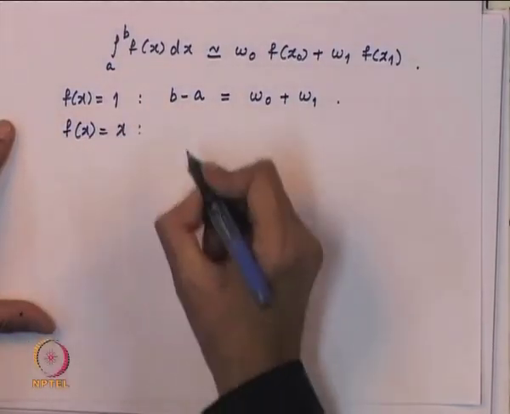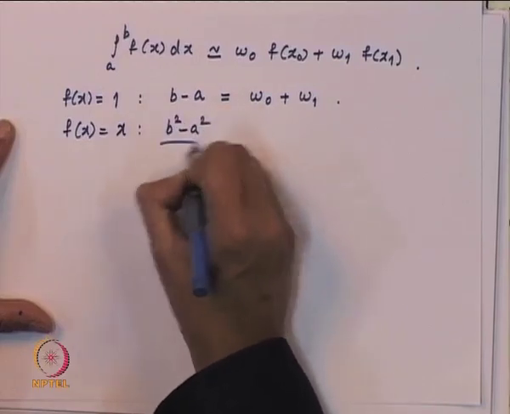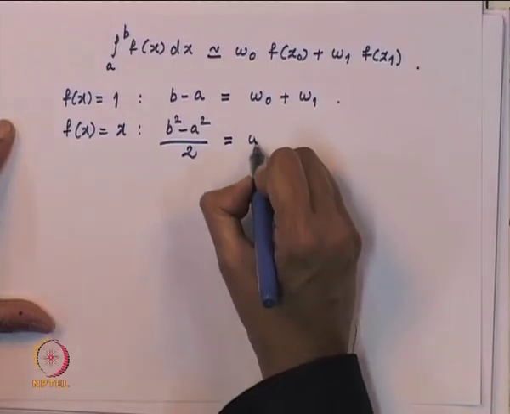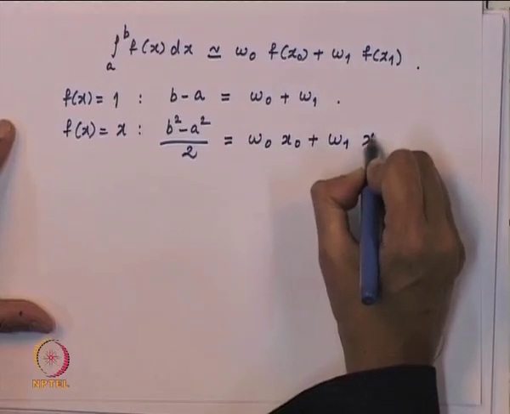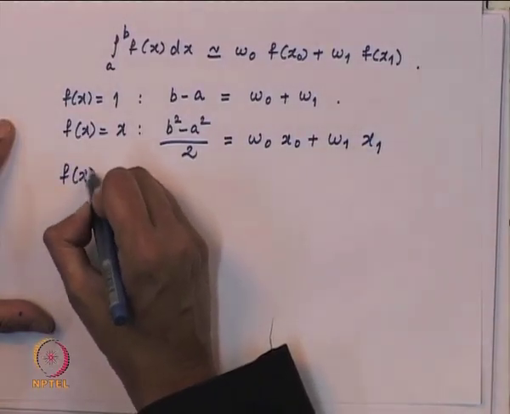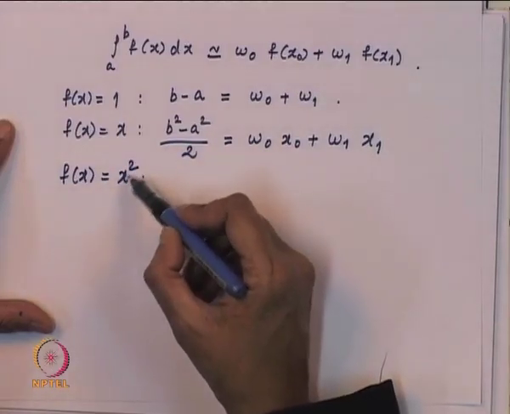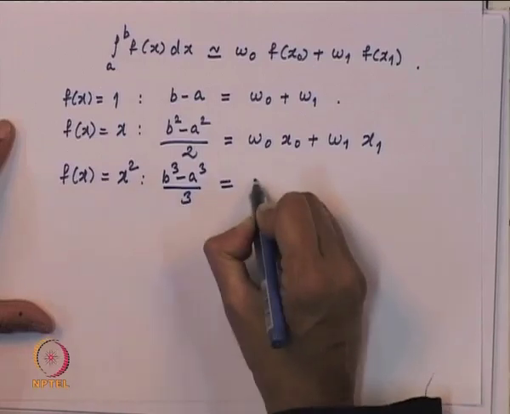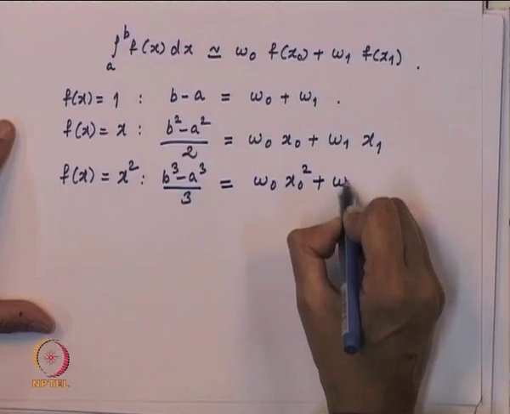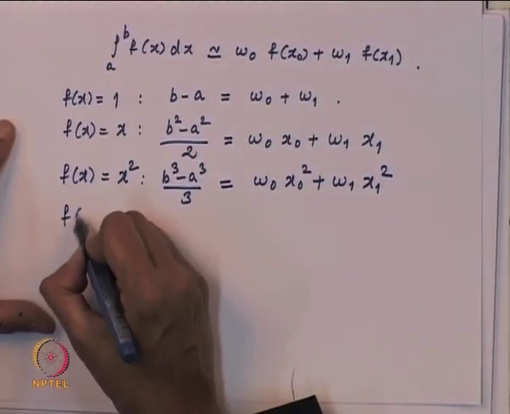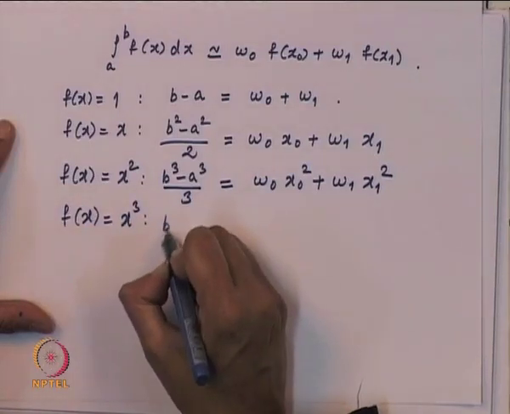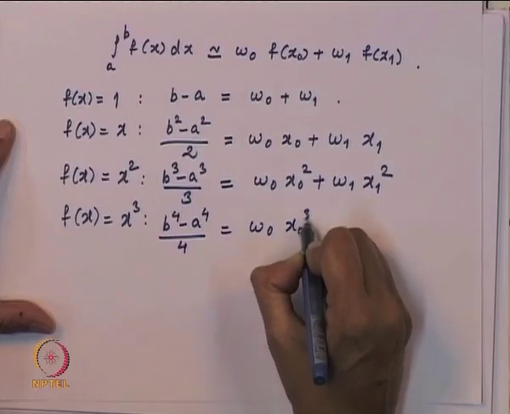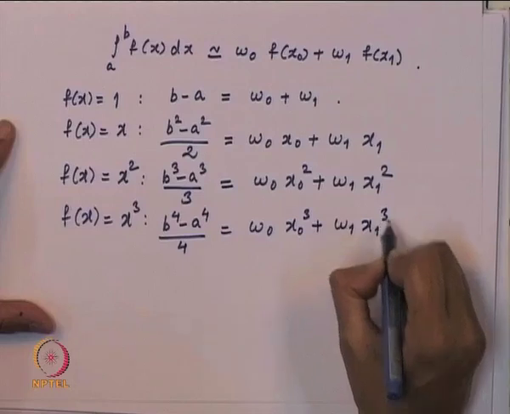Then f(x) is equal to x. So that is going to be (b square minus a square) by 2, the integral from a to b of x dx, and on the right hand side it is going to be w0 x0 plus w1 x1. Next, look at the function f(x) is equal to x square. Its integral is x cube by 3. So this is going to be (b cube minus a cube) by 3. On the right hand side, it will be w0 x0 square plus w1 x1 square, and f(x) is equal to x cube, that will be (b raised to 4 minus a raised to 4) divided by 4 is equal to w0 x0 cube plus w1 x1 cube.